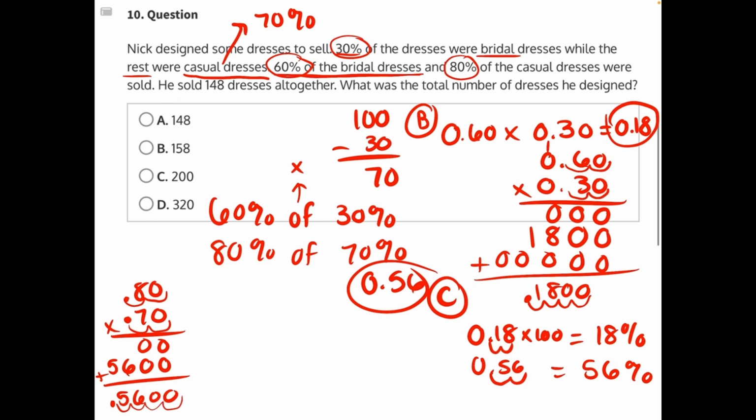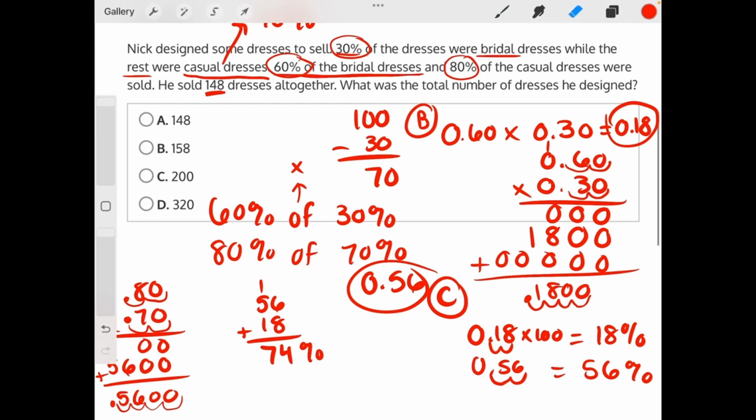Now, we need to combine these percentages together because these are the two percentages that make up the dresses that were sold. So if we add 56 and 18, we will get 74%. So 74% of the dresses were sold, and we know that 148 dresses were sold. So now we finally have enough information to make a proportional ratio.